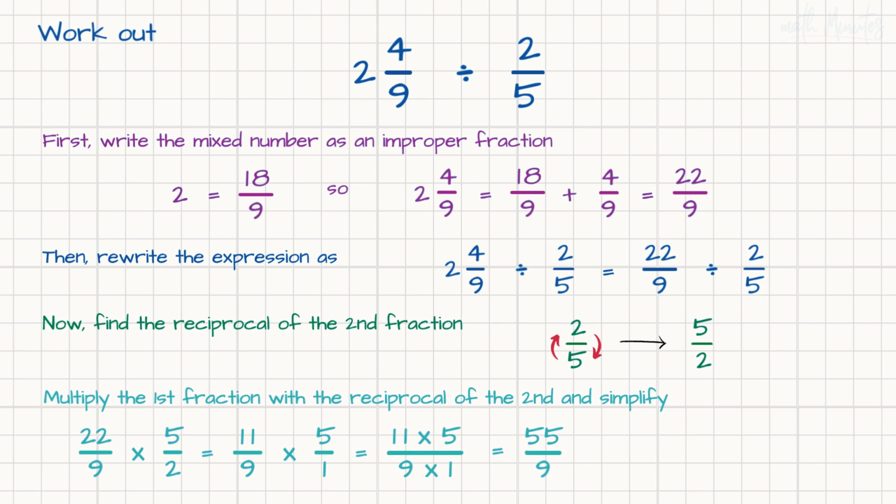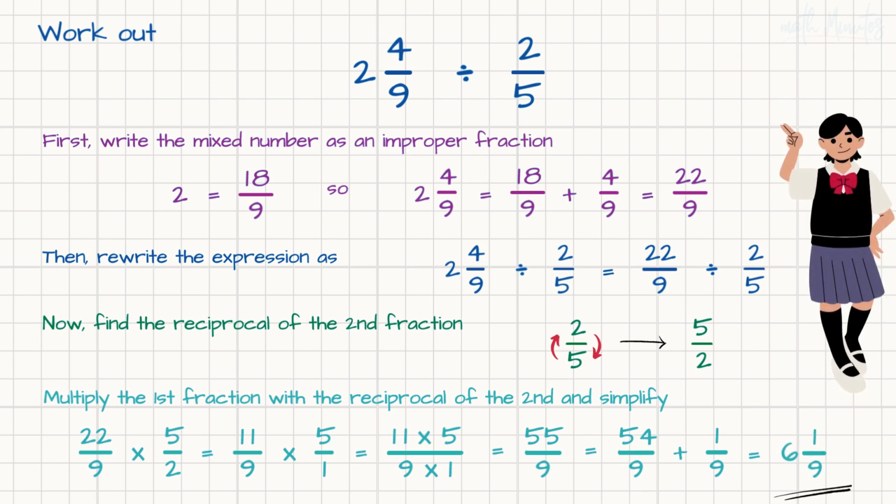We can give our answer as a mixed number in its simplest form. 55/9 equals 54/9 plus 1/9, which equals 6 1/9. And there you have it, a solid grasp of multiplying and dividing fractions.